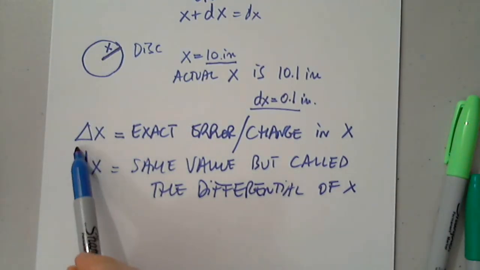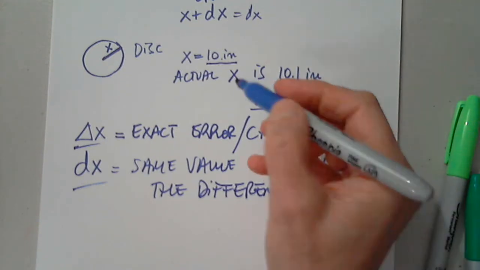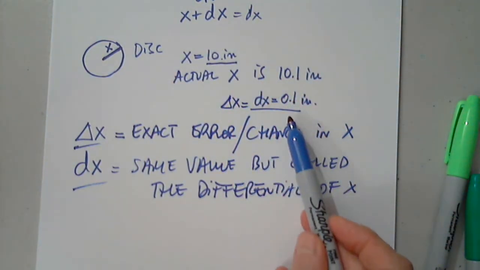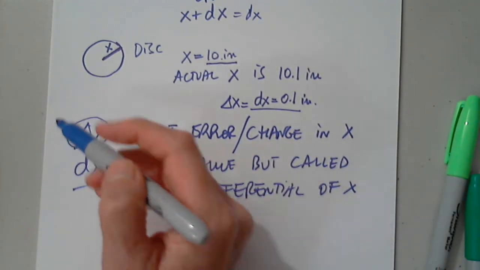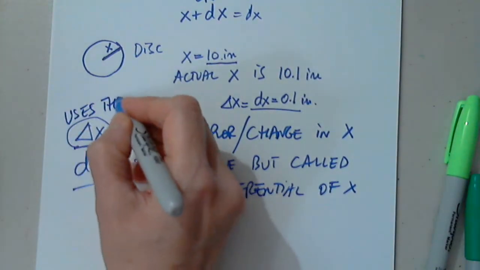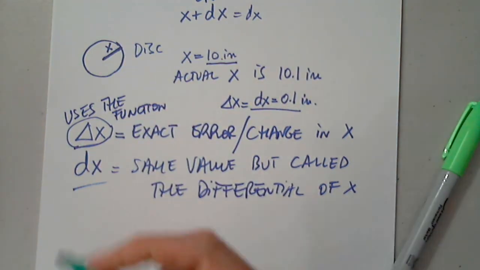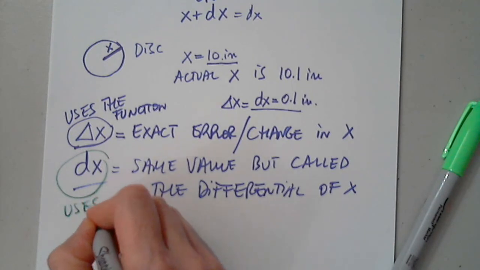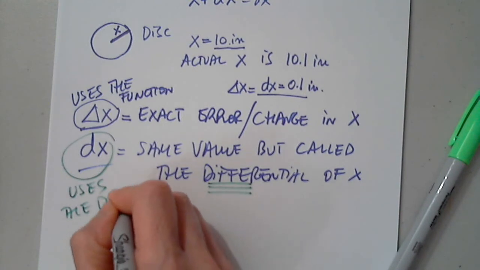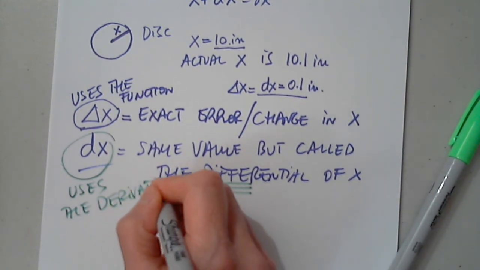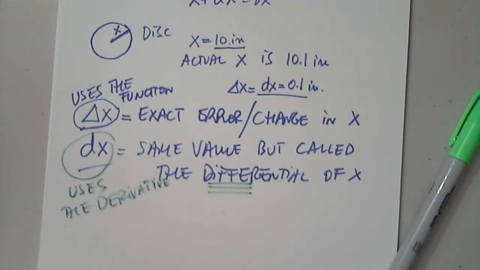And now you can say, why these two different names? They mean the same. It's the same value. It's 0.1. So delta x and dx are the same. Here's why: to remind us that this uses the function, and this uses the derivative, not the function. That's why these two have two different names.